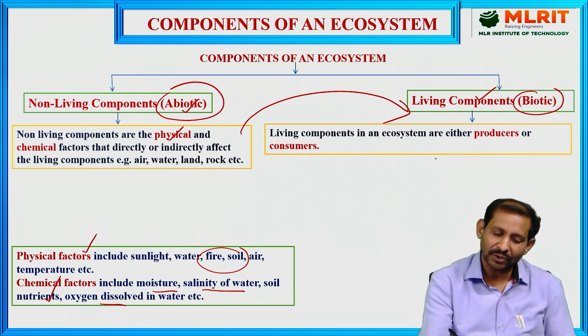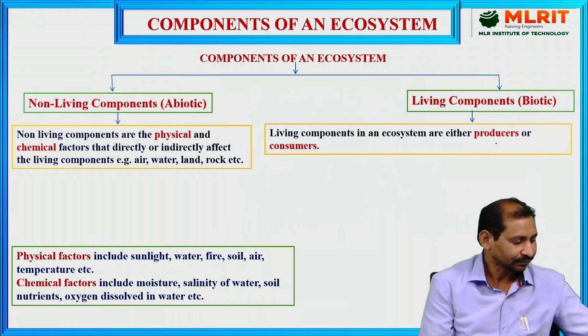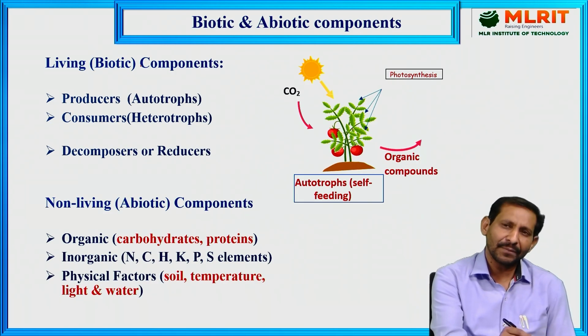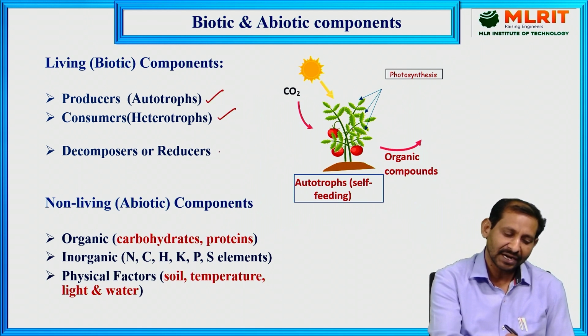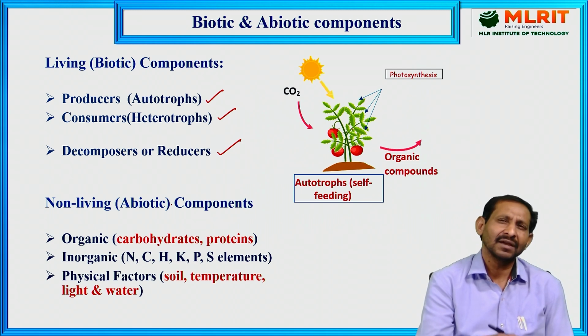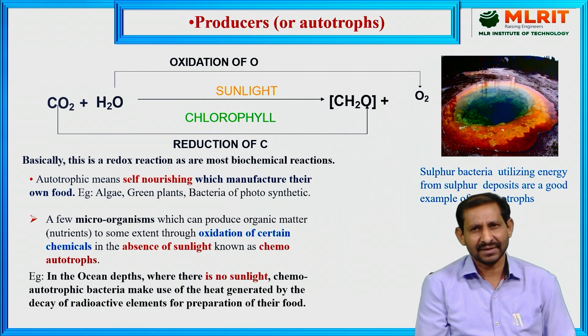Now coming to the biotic components, these are the producers and consumers. So first, biotic and abiotic components. The biotic components are again classified into three types: producers, consumers, and decomposers. The non-living components are physical and chemical factors, organic components, and inorganic components. Now we will discuss each component elaborately.